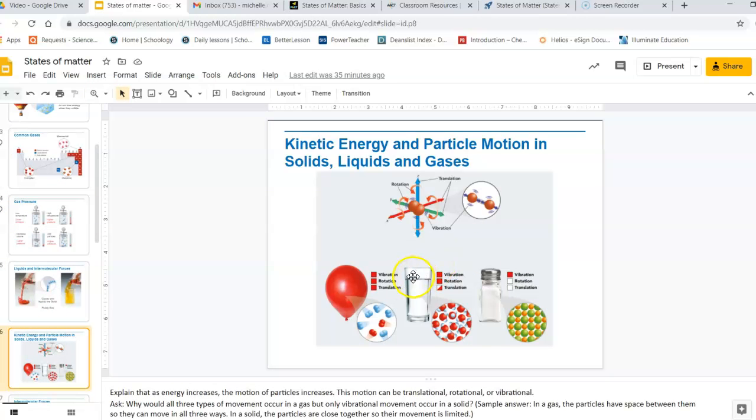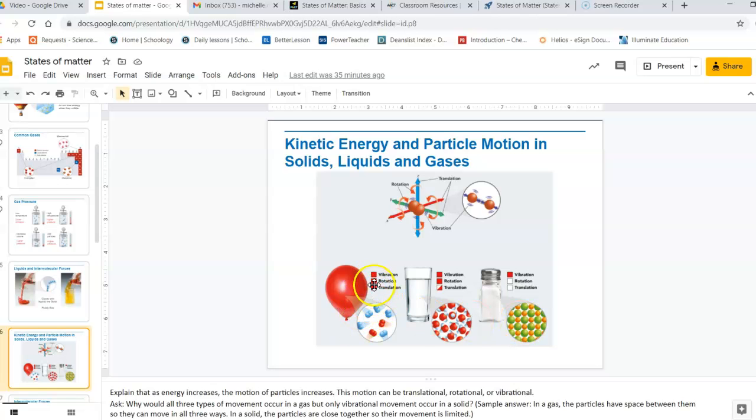In terms of movement, there are three ways that substances move. The first one is vibration, which happens with all substances. They all vibrate, just moving back and forth really quickly. The second one is rotation, where they rotate around themselves, and that happens with gases and liquids. And then we have translation. Translation is when they're moving linearly over a long distance, and this happens with liquids and gases, definitely not with solids.